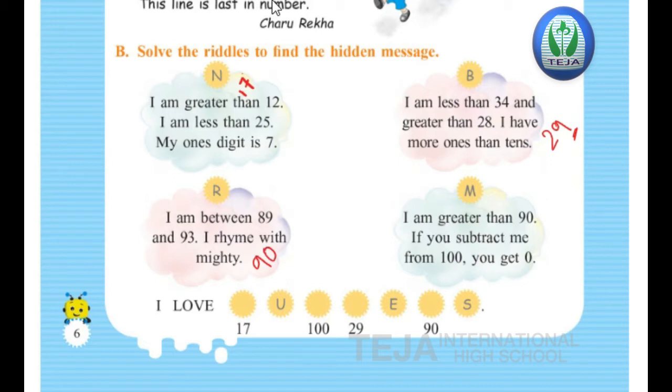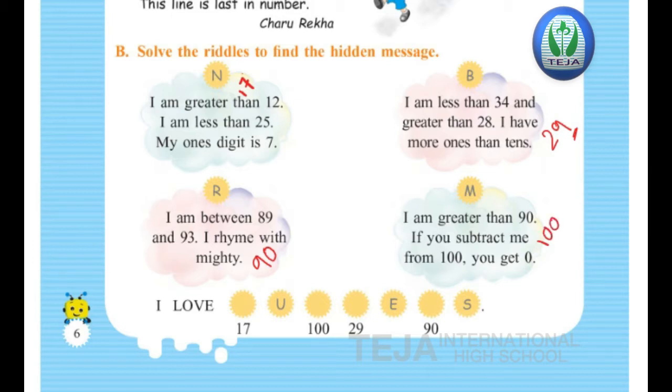Okay, children? Now next, I am greater than 90. If you subtract me from 100, you get 0. So this number is greater than 90. But when you subtract that number from 100, what you are getting? 0. So the number is 100. 100 minus 100 is 0.